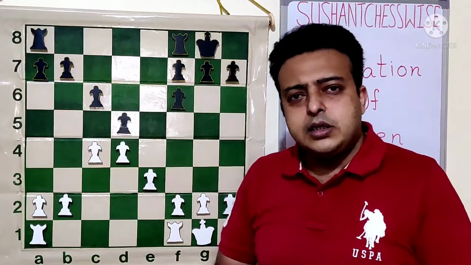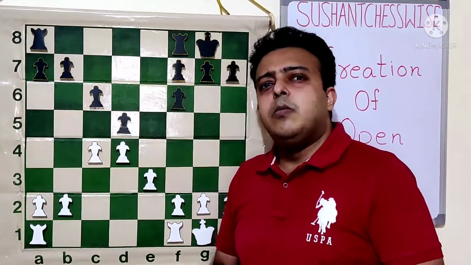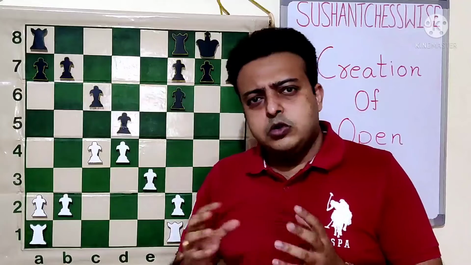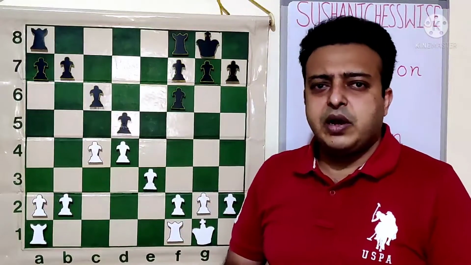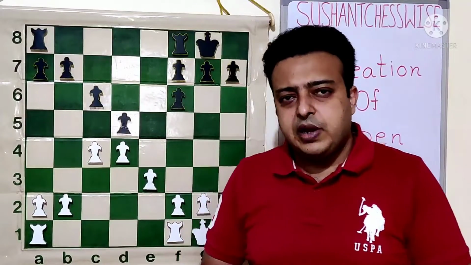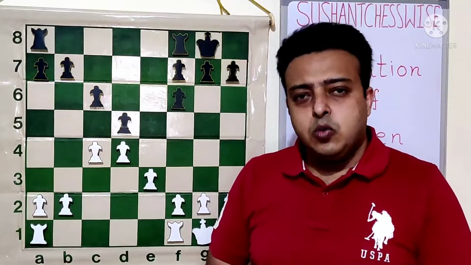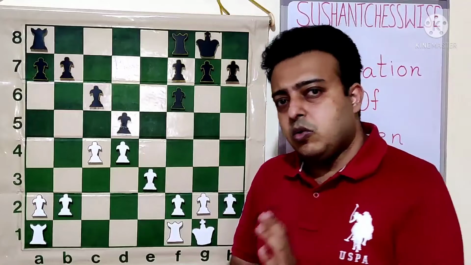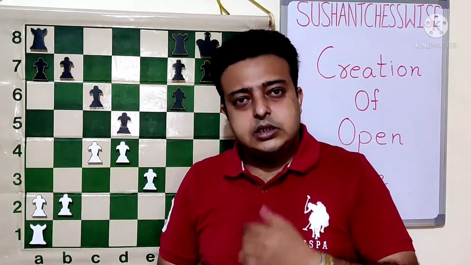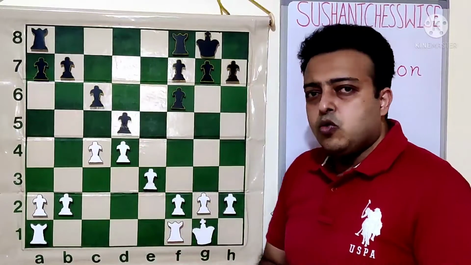Today we are going to look at simple and positional means by which we create an open file, because one of the most important positional factors is the activation of rooks, and rooks like the open file. Once we understand how to open the file, the next step would be to get control of the open file with our rooks, and after the rook comes to the open file, next it wants the 7th rank. So we go to next stages, but the first stage is how to get an open file.